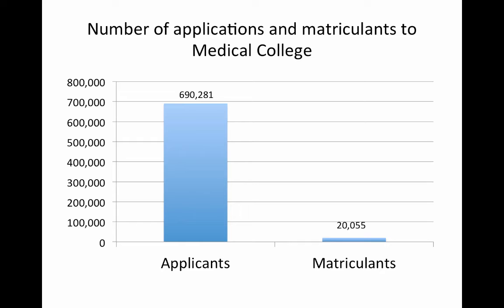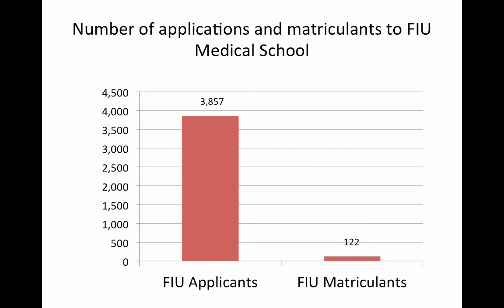Nationwide, for 690,281 applicants, only about 20,000 of them end up matriculating into a medical school program. So that's about 2.9%. Even here at our medical school at FIU, we've got a very, very small percentage, 122 get in out of nearly 4,000 applicants. So that's about 3.2%. So what is the main difference between these people and these people?